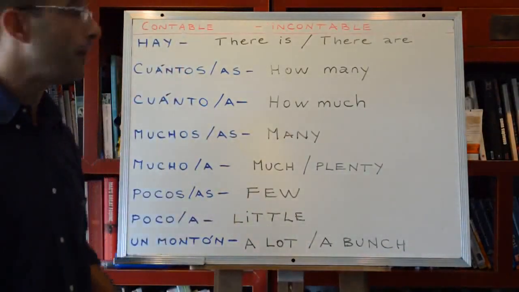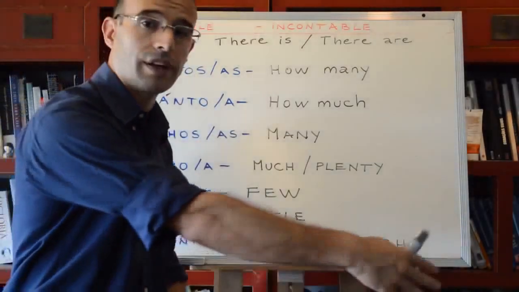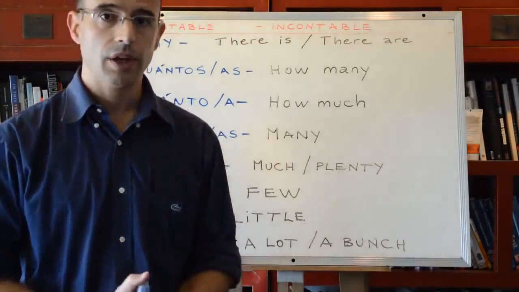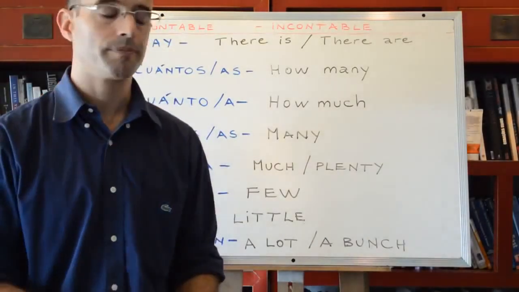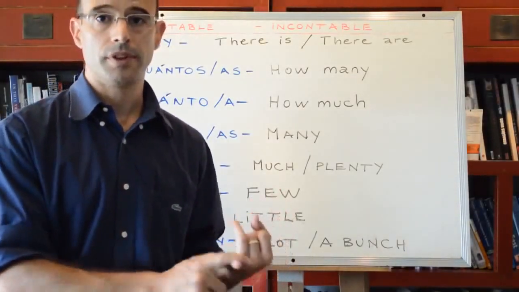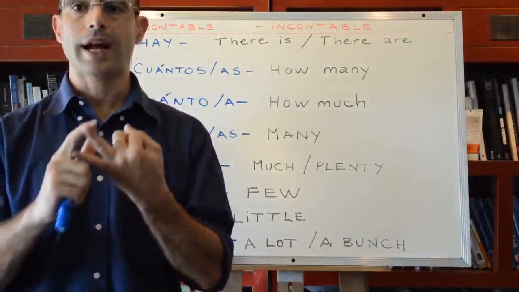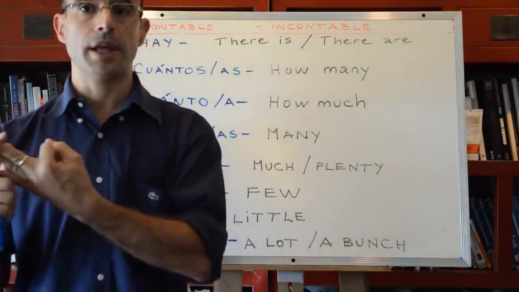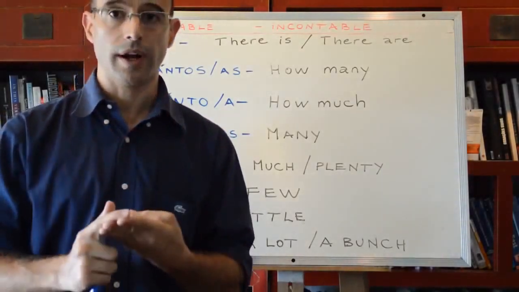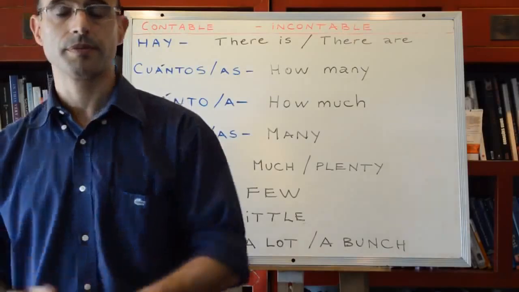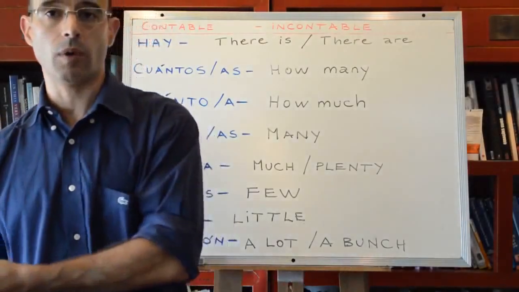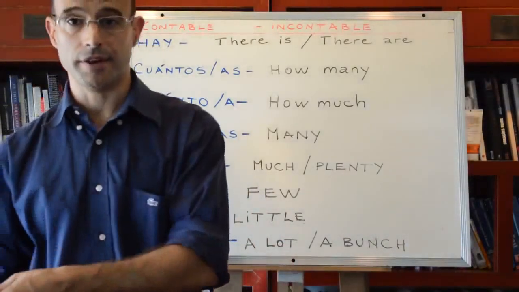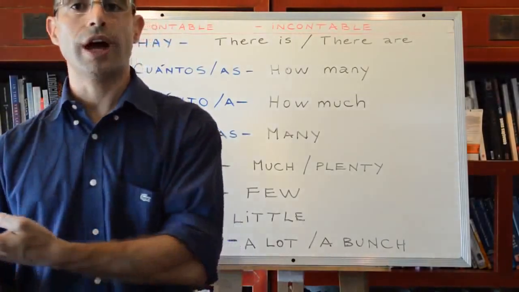En español, solamente usamos hay para indicar lo que existe de alguna cosa, ya sea contable o ya sea incontable. Por ejemplo, hay un libro, there is a book. Hay una casa, there is a house. Hay mucha agua, there is plenty of water. Hay poca agua, there is little water. Okay? Hay muy poca agua, there is very little water. Muy means very, okay?